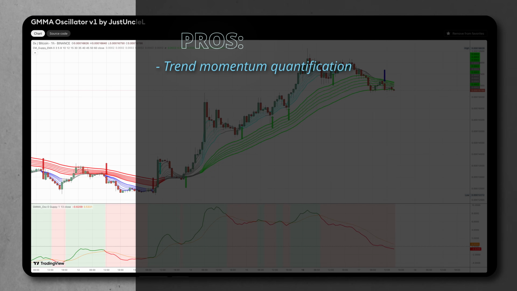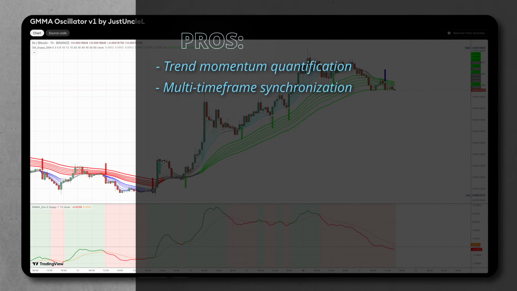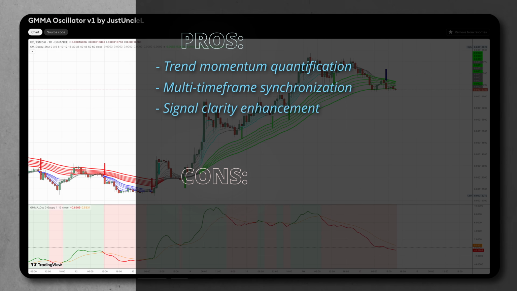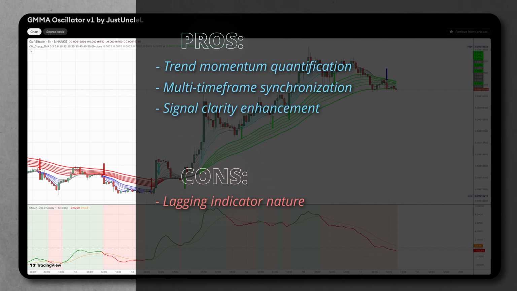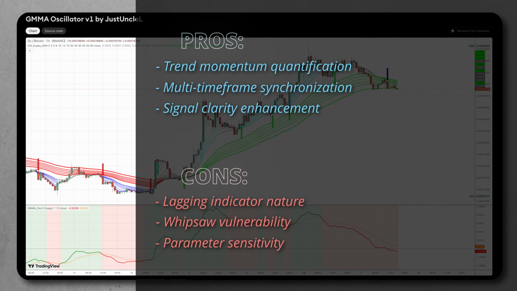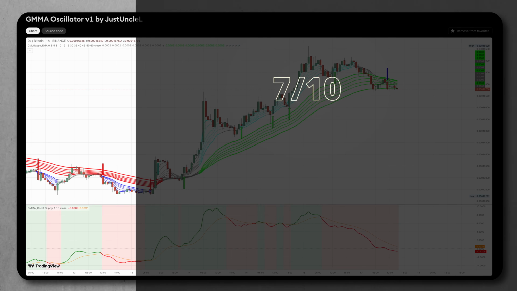Pros: trend momentum quantification, multi-time frame synchronization, signal clarity enhancement. Cons: lagging indicator nature, whipsaw vulnerability, parameter sensitivity. Ranking: 7 out of 10.